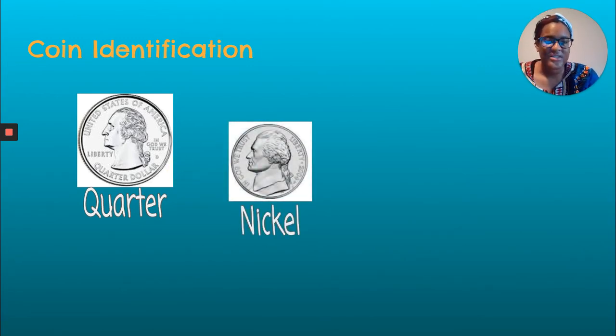Our next coin is the nickel. It is the second largest of the 4 that we are going over today. It says "In God We Trust" here, "Liberty" and the year here. We notice these coins have different presidents on them. The nickel is worth 5 cents.